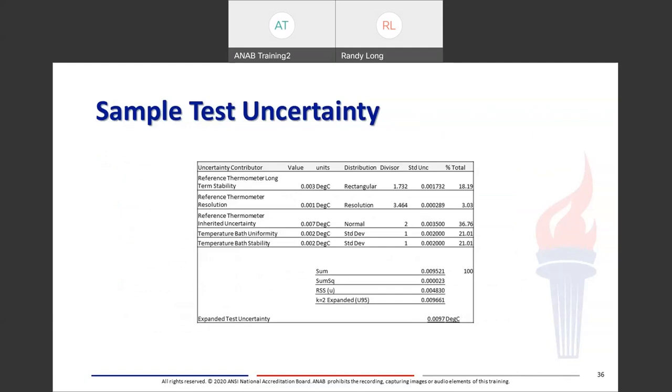So here I have a sample test uncertainty. And since everybody understands temperature fairly well, because we've all had our temperature taken at one point in time, I use it for this. So in this case, I've got a reference thermometer. I'm using its long-term stability, its resolution, and the inherited uncertainty from its calibrations. I'm going to put this in a temperature bath, and it has a uniformity and stability. And then an overall uncertainty of this test is 0.0097 degrees C.